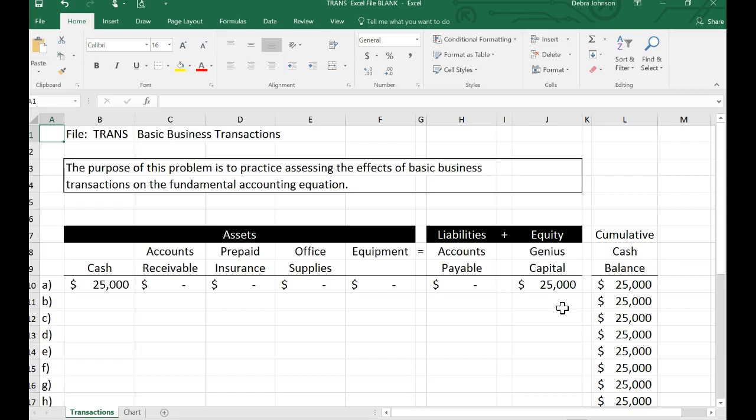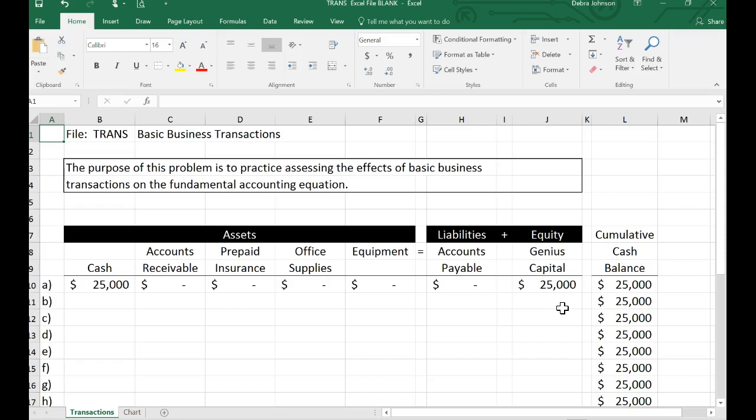Revenues will make the owner's equity umbrella go up, and owner withdrawals and expenses will make the owner's capital account go down. We are not using debits and credits in this problem. I want to make that very clear. Instead, we're focusing on the fundamental accounting equation and asking ourselves whether the elements of the equation were affected, and if they were, whether the accounts were increased or decreased.